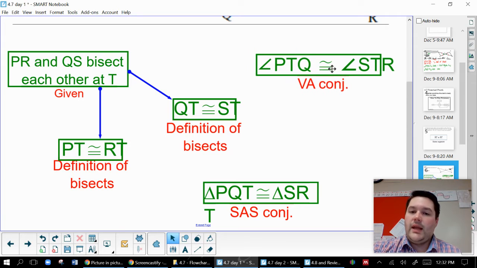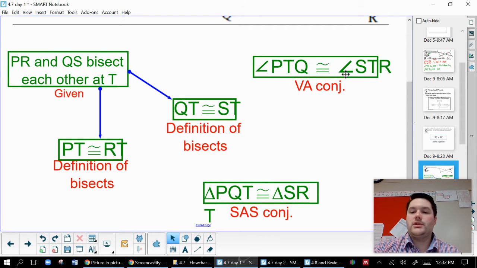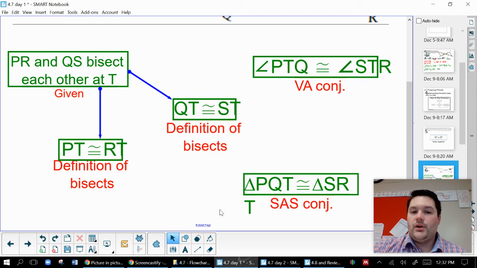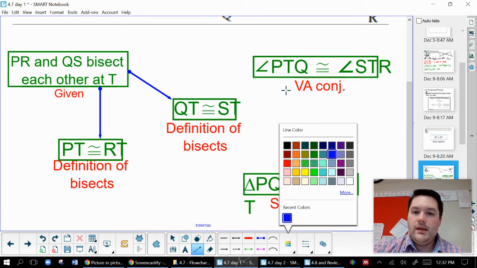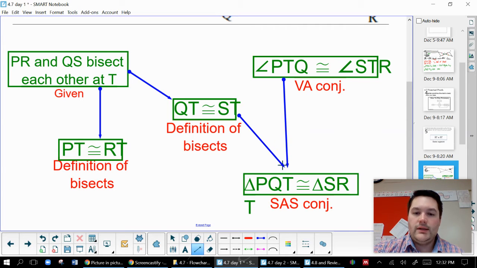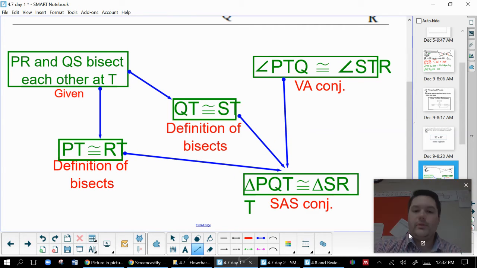Now this one here, these angles being congruent, was the vertical angles conjecture. In this case, nothing else told us that. We knew that just because they are vertical angles. And so again, that one doesn't need an arrow going into it. Then our last statement here is that these two triangles are congruent. We used the SAS conjecture. And so there were three separate things that we needed to know that those two triangles were congruent. And they are these congruent angles, these congruent sides, and these congruent sides. So in this case, our three things are all going to point into the fact that these triangles are congruent.